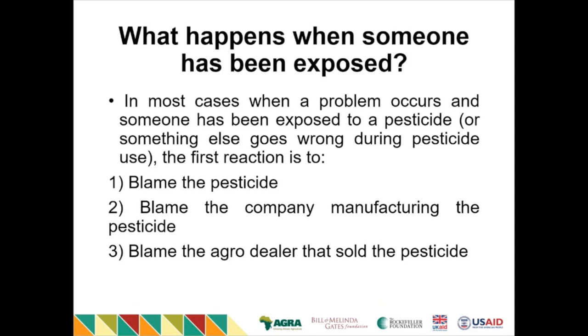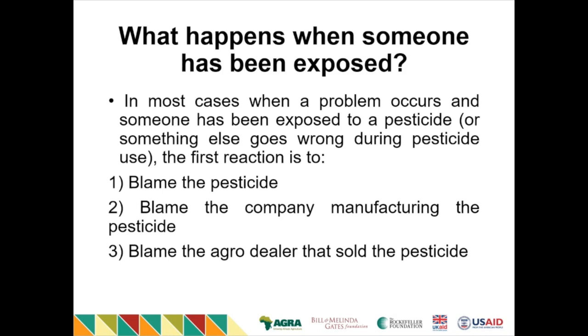Something that we find very interesting as manufacturers and people selling pesticides is what happens when somebody has been exposed, or something else goes wrong during the pesticide application and somebody has now been overexposed. What we find in the field is that the first thing that happens is people blame the pesticide. It's the pesticide that has now, let's call it, poisoned this person. And then, of course, the second thing is to blame the company that's manufacturing the pesticide, and together with that, blame the agro dealer who sold that pesticide for this overexposure incident.